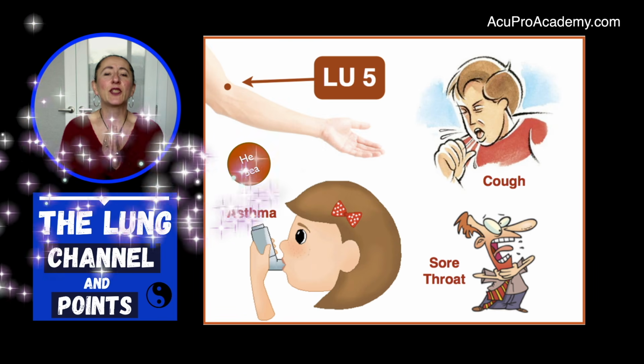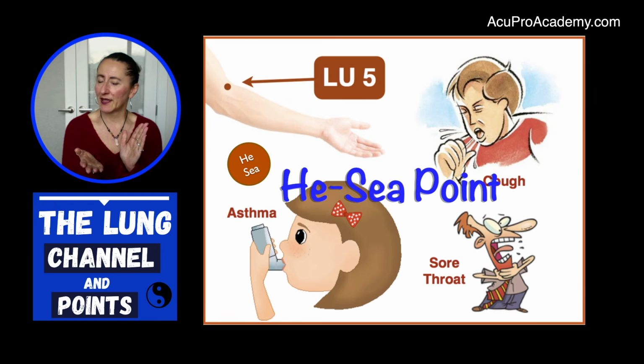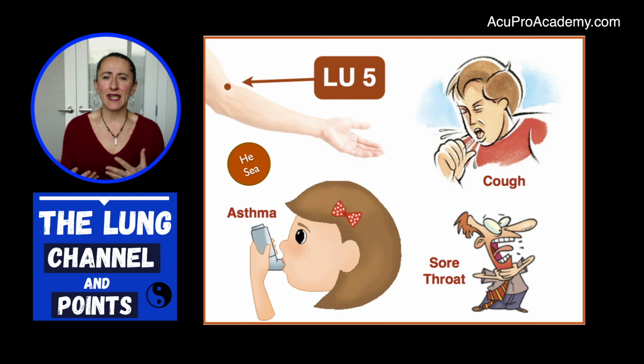Lung 5 is the He-Sea point of the Lung. So it's a special point, and He-Sea points are located at the elbow or at the knee, and they are very, very strong in their function because they have a lot of Qi and a lot of blood. So Lung 5 being the He-Sea point of the Lung is the best point for any kind of cough, acute or chronic. Best point for cough, that's what we want to remember.